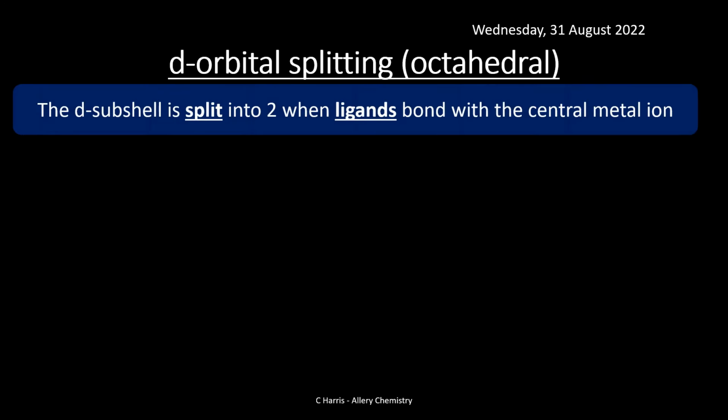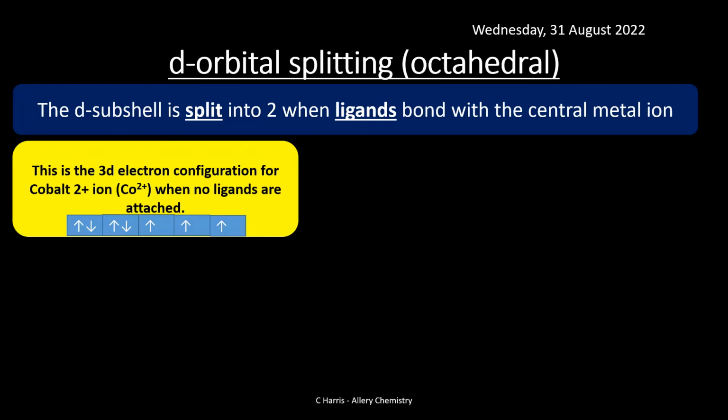Okay, so we're going to look at the orbital level a little bit further, looking at the orbitals with the shapes that we've just seen, and we need to understand d-orbital splitting. Now this can be a little bit tricky, but the d subshell is split into 2 when ligands bond with the central metal ion. It's a bit weird. So let's have a look at this in a bit more detail.